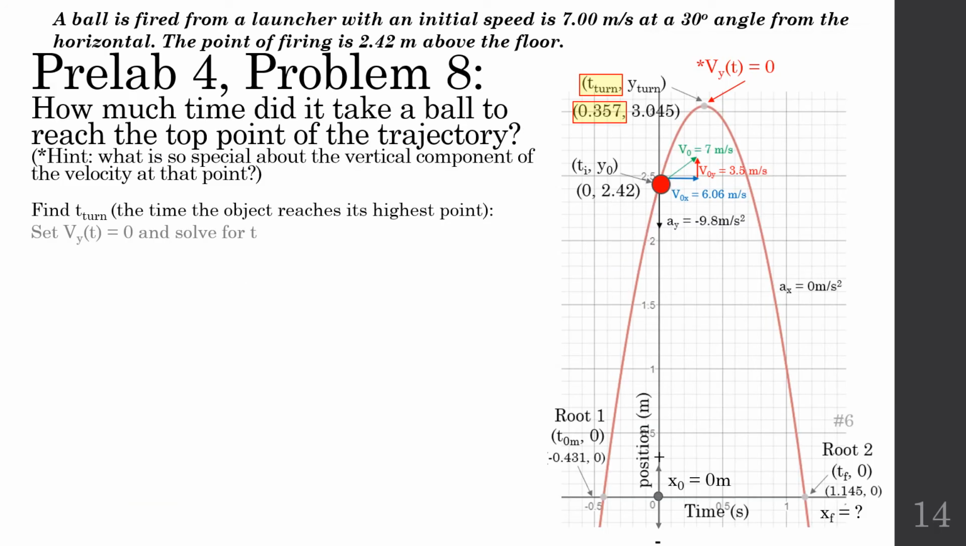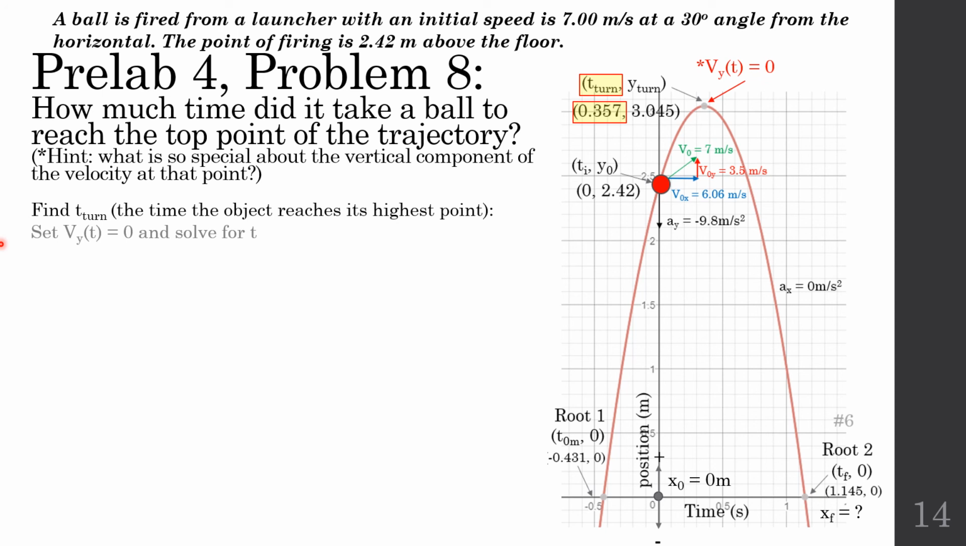All right, pre-lab practice problem number 8. How much time did it take the ball to reach the top point of the trajectory? Hint: what is so special about the vertical component of the velocity at that point? For this problem, we're going to be finding t turn. That's this point up here on the graph. The hint is asking what's so special about the vertical component of the velocity. Well, that it's equal to 0. We know at the top point of the motion, the velocity in the y direction is equal to 0.